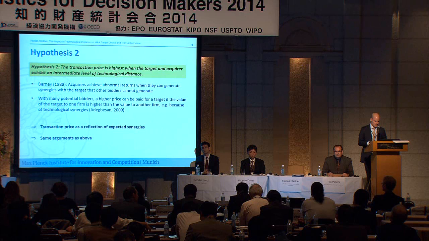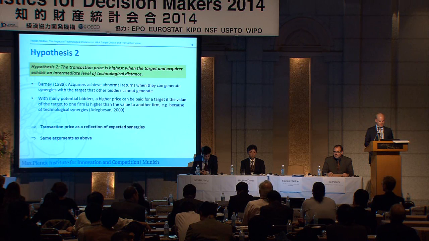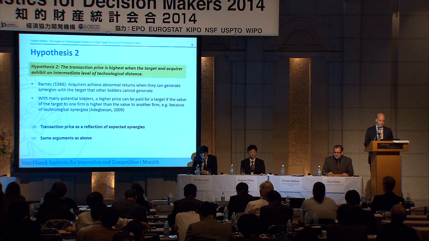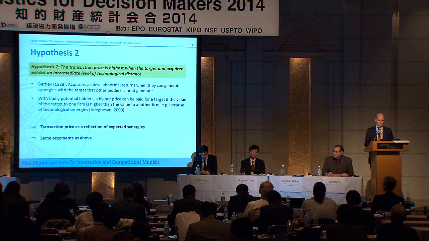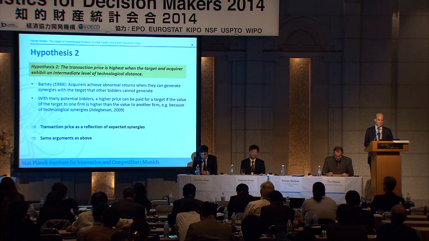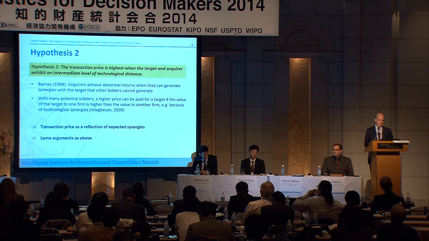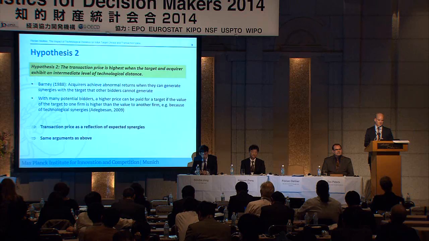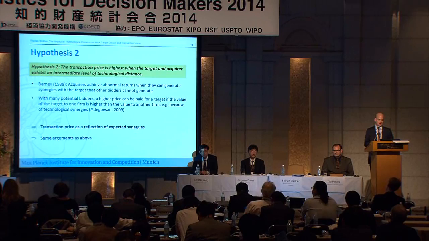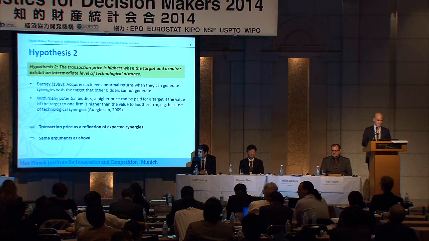The second hypothesis is pretty much built on the same theoretical arguments, but it looks at the transaction price. So the transaction price which the acquirer pays for the target is obviously a function of financials and assets, but it's also a function of synergies which exist between the target and the acquirer. And synergies can arise on the technological side. So here again, the argument is if synergies are highest if there is an intermediate level of technological distance, then acquirers should also choose companies which have an intermediate level of technological distance. So the arguments are the same as in hypothesis one, but it's a different dependent variable here.